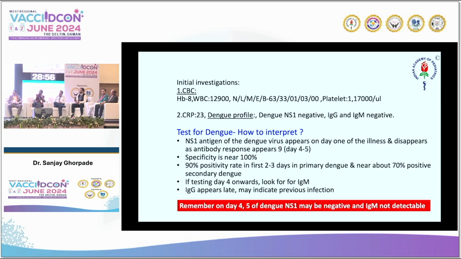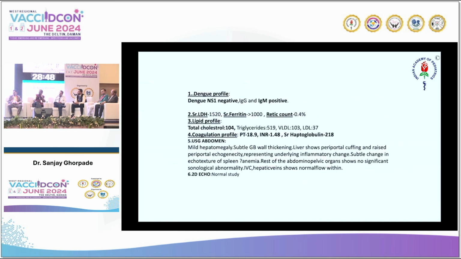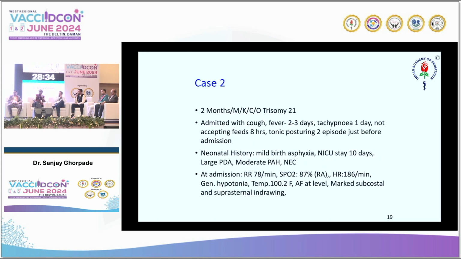So the message here is remember that on day 4 or 5 of dengue, both can be negative. In that case, you can suspect with a high index of suspicion that it could be a clinical dengue. The same thing happened with the patient who further deteriorated, with the ferritin too high, retic 0.4, and lipid profile high. Ultimately, it was a dengue with secondary HLH, treated with methylprednisolone, and ultimately improved and discharged.